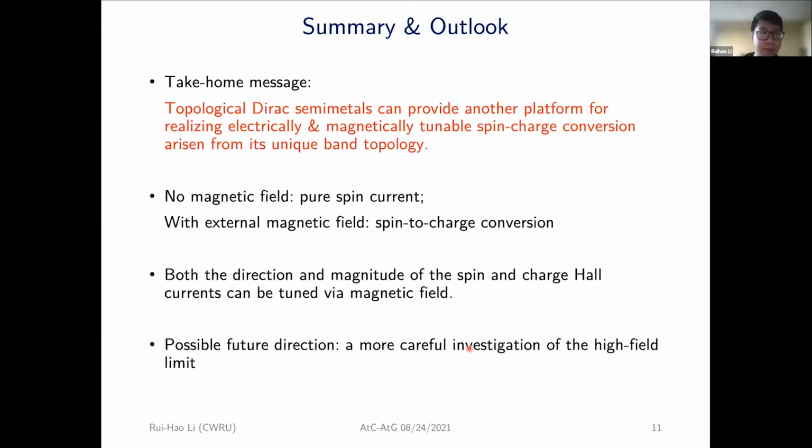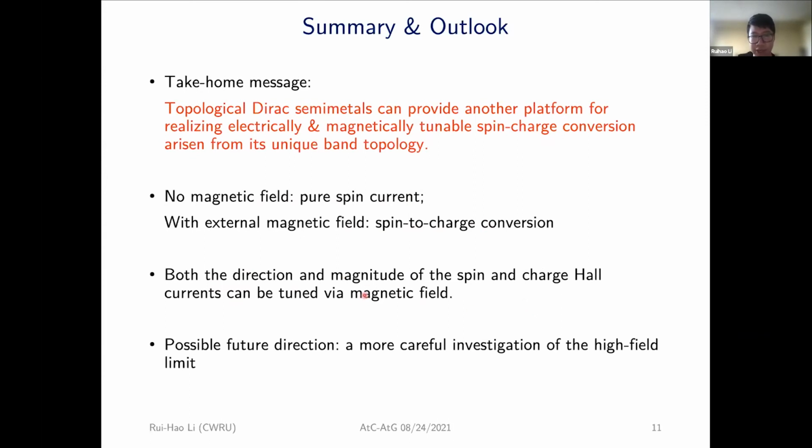To summarize, we realized that topological Dirac semimetals can provide another platform for realizing both electrically and magnetically tunable spin charge conversion, which arises from its unique band topology. In particular, when there's no magnetic field, there's pure spin current coming from the spin Hall effect. But when you apply an external magnetic field, there's a finite anomalous Hall effect, which converts the spin current to the charge current.